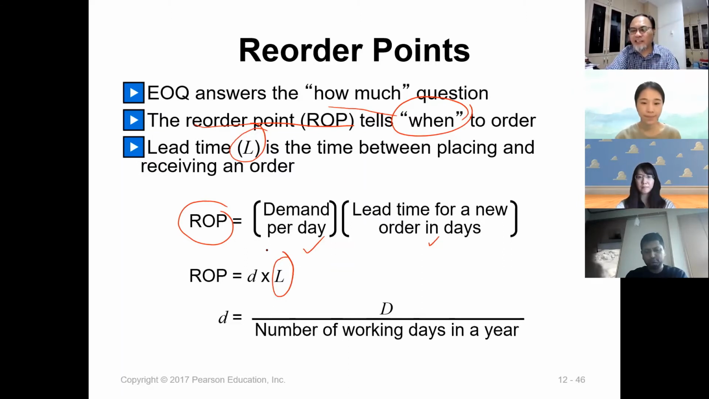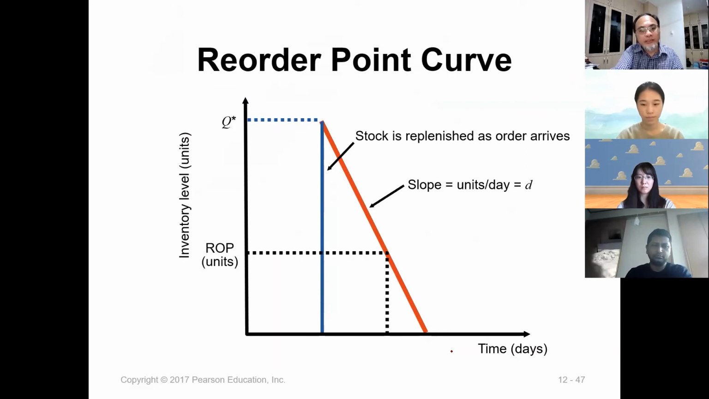But in real life, is lead time the same all the time? Lead time means I order, then I receive it. Or I order from China, I receive it. Is it always the same? 2 weeks, 2 weeks? Not necessarily, right? In real life it may be 2 weeks, it may be 3 weeks. But in this model, we assume fixed lead time. And small d is demand: the whole year demand divided by the number of working days in a year. So we have this ROP here.